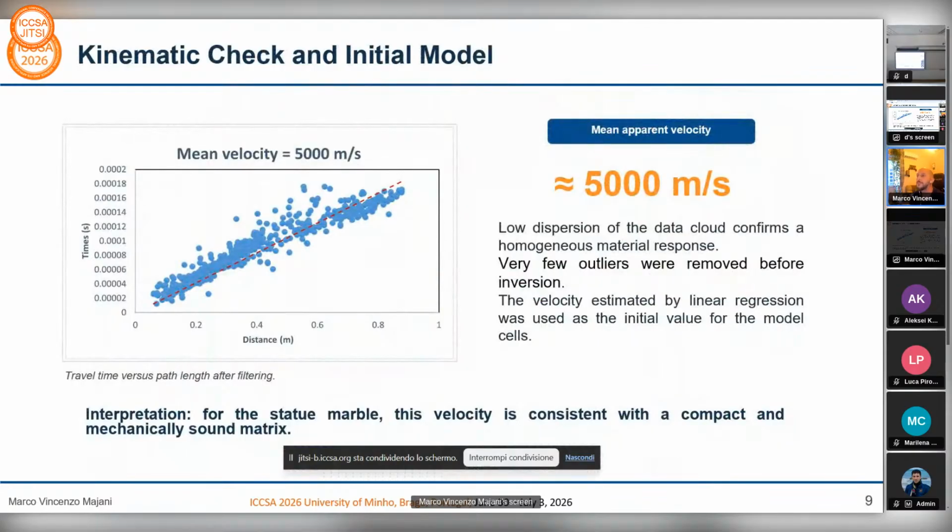Before performing the full tomographic inversion, we carried out a kinematic check of the dataset. The graph shows travel time as a function of the path length after filtering. The distribution is quite compact with a clear linear trend and only a very limited number of outliers. This is already an important indication, because a highly scattered cloud would suggest either acquisition problems, picking errors, or strong internal heterogeneity. The linear regression gives a mean apparent P-wave velocity of approximately 5,000 meters per second. This mean velocity was then used as the initial value for the model cells in the inversion. So this slide shows that the raw kinematic behavior of the data already supports the hypothesis of a generally compact material.